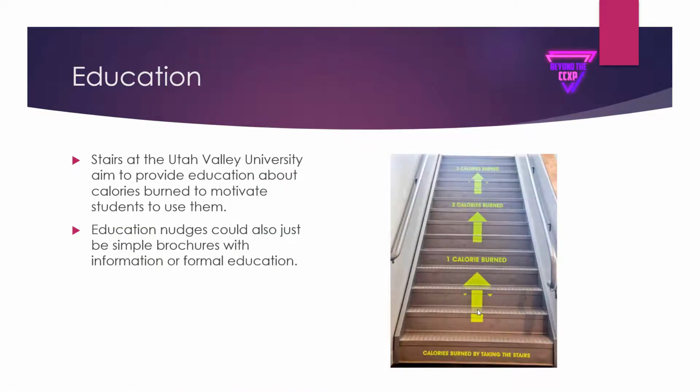So let's look at some nudges that have been accomplished using each of these different techniques. Education. Stairs at Utah Valley University aimed to provide education about calories burned to motivate students to use them. Education nudges can also just be simple brochures with information or formal education. The more creative and unusual something is, the more it's going to stick out. People are going to notice it. So this is probably going to be a lot more successful than just an information brochure. But likewise, it provided the information, and having that information is going to help people maybe take the stairs more, and motivate them to burn more calories.